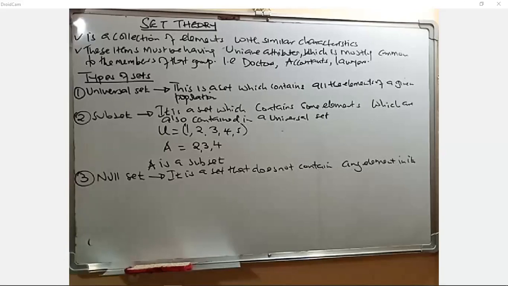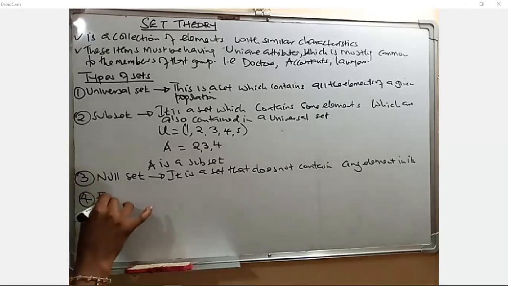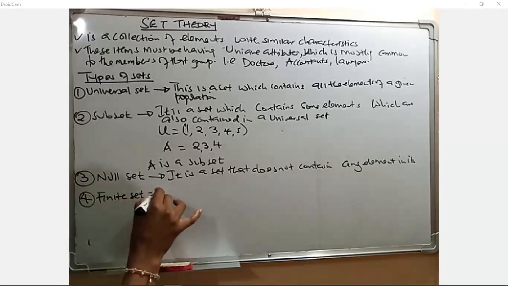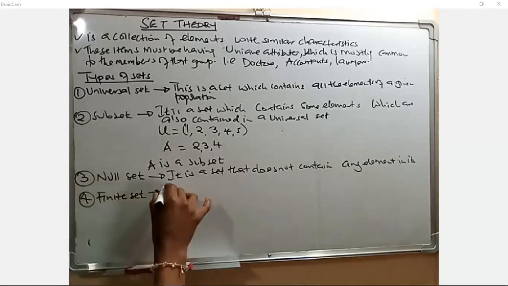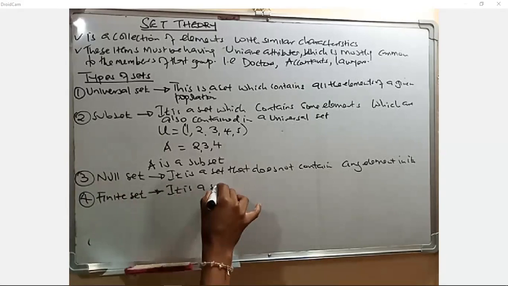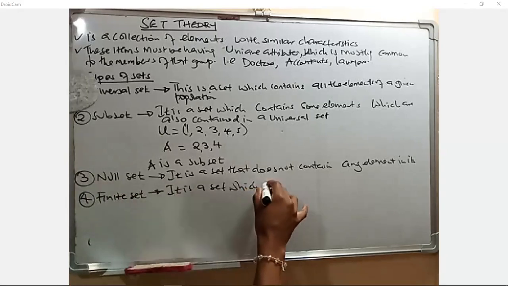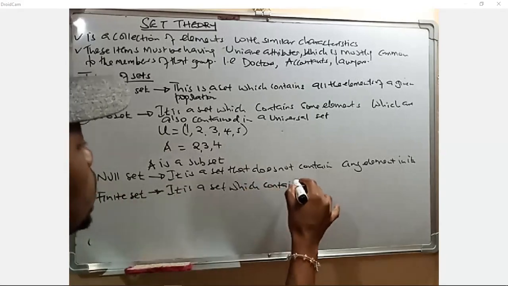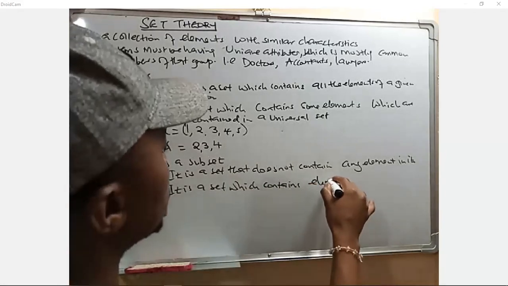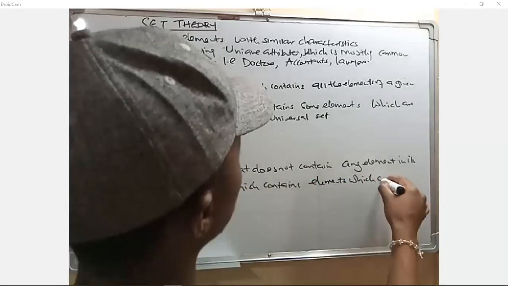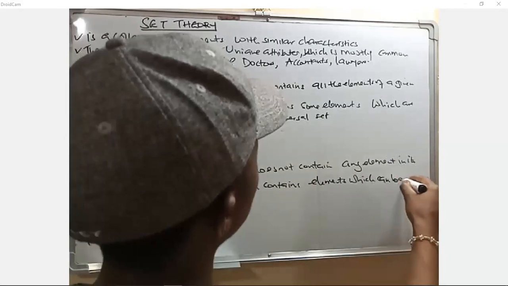Now we were discussing a null set, and we have said it is a set that does not contain any element in it. Another type of set is the finite set, number 4. We say it is a set which contains elements which can be listed down.